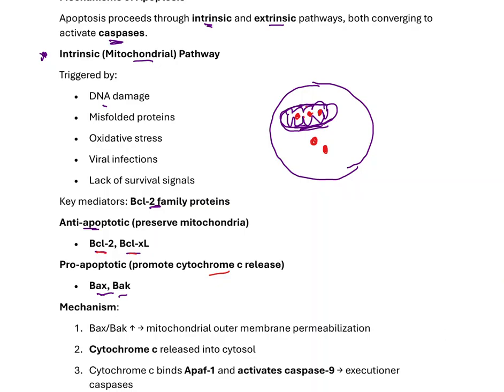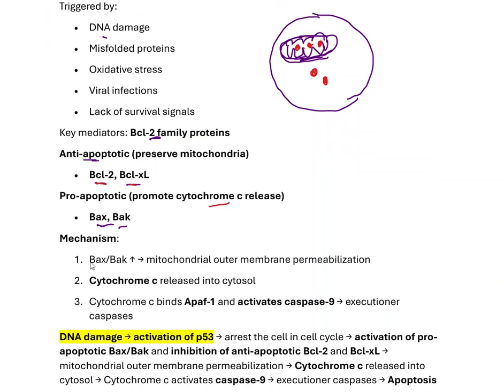So let's see here. If you look at the mechanism, increase in BAX and BAK leads to increase in mitochondrial outer membrane permeability. And because of that, the cytochrome C will be released into the cytosol. This cytochrome C is going to bind to APAF1, and that will activate caspases, and that will lead to what? Execution of those cells, right?